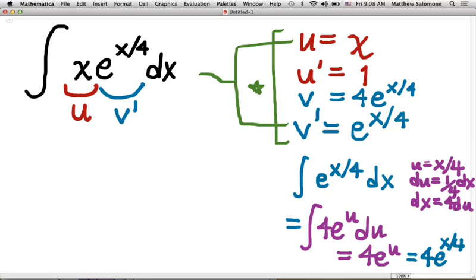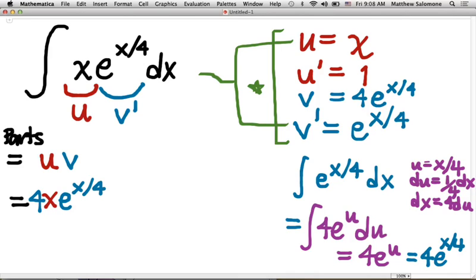So with all those pieces on our plate, what does the integration by parts formula give us for our right-hand side? What are we supposed to have? X times e to the x. Right, so the first term is u times v, and since we have our u and our v over on the right there, we can write them down. So it's x times 4 e to the x over 4. There's our first term.